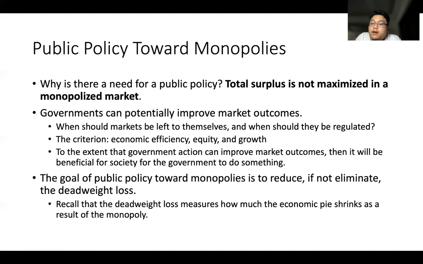So what's the criterion? Economic efficiency, equity, and growth, right? Those are the criteria based on whether governments should intervene in the market. In other words, to the extent that government action can improve market outcomes, then it will be beneficial for society for the government to do something, right? So the goal of public policy towards monopolies is to reduce, if not eliminate, the deadweight loss. Recall that the deadweight loss measures how much the economic pie shrinks as a result of the monopoly.